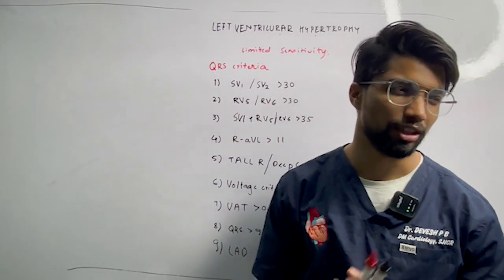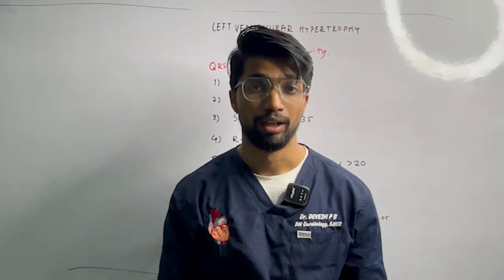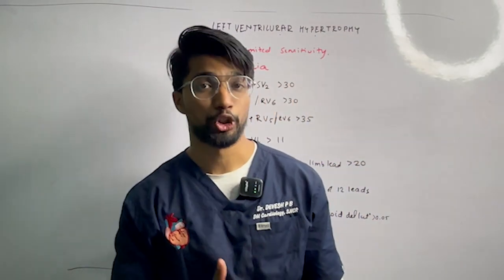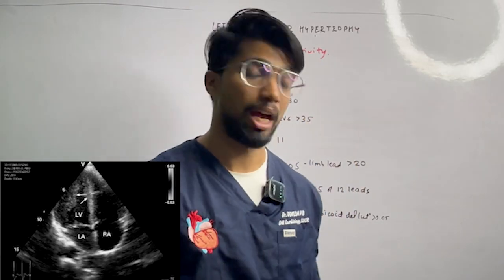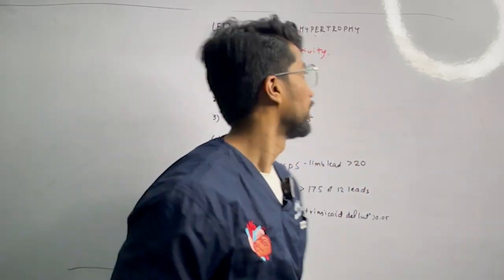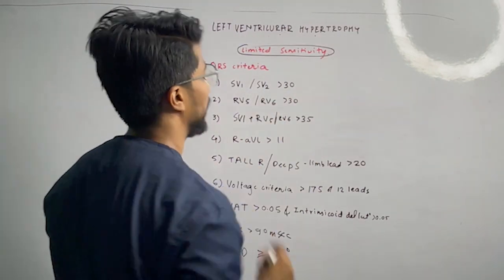The thing with the ECG is that it's not the most sensitive measure to confirm LV hypertrophy. It's not better than echo for sure, and echo is what we would consider the gold standard, or perhaps the newer modalities like MRI and CT can also be considered gold standard. So as I said, it's got very limited sensitivity.